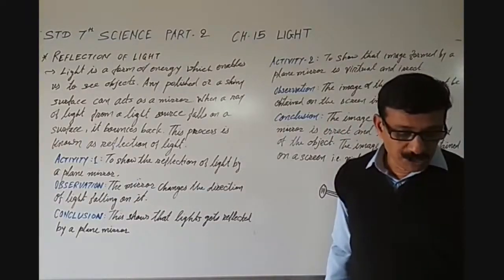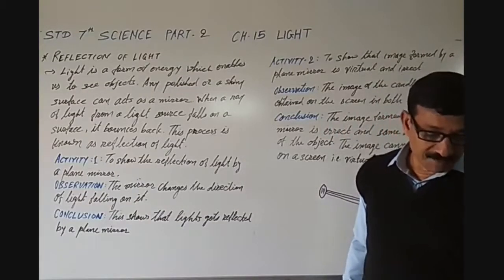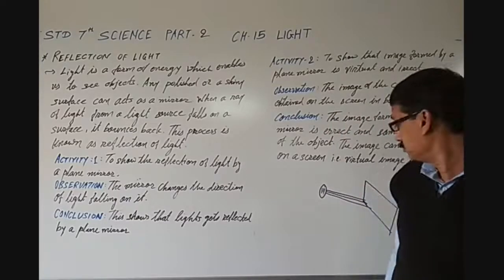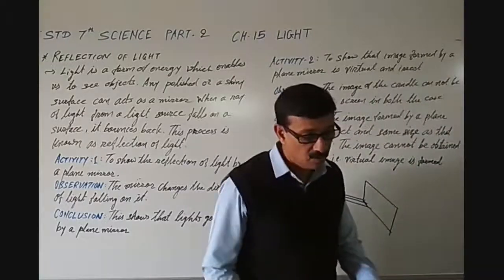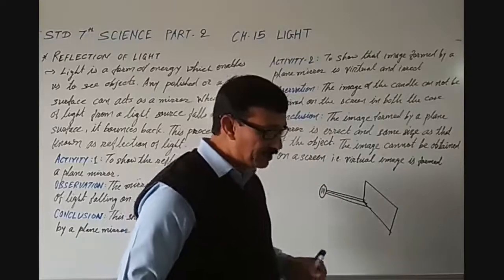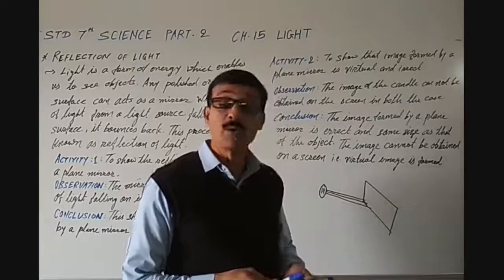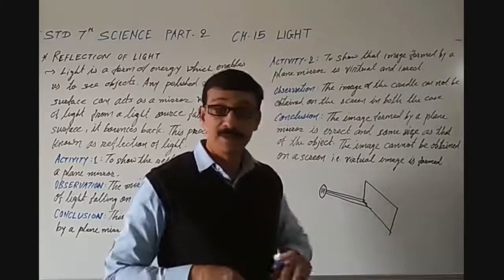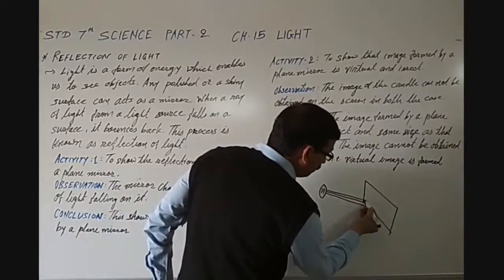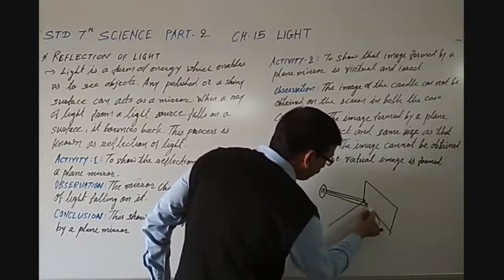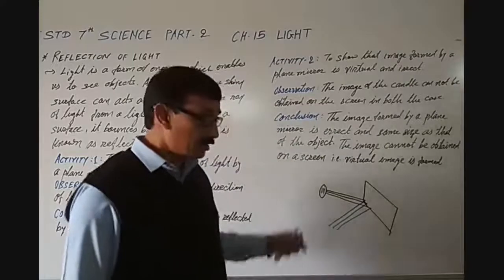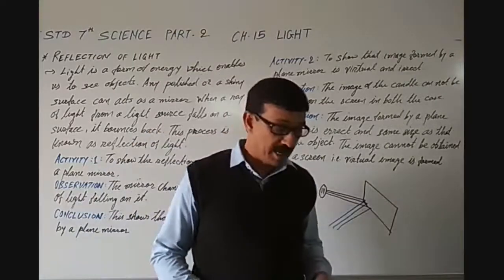Now adjust the position so that the light from the torch strikes the plane mirror at an angle. We did it. Now, does the mirror change the direction of light that falls on it? Yeah. What will happen? See, the light falls on it. Now the direction of the light will be in this way, isn't it? So the mirror changes the direction of the light.